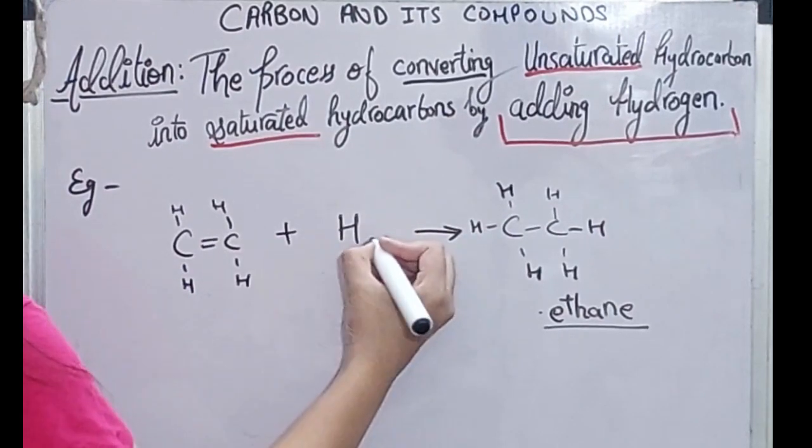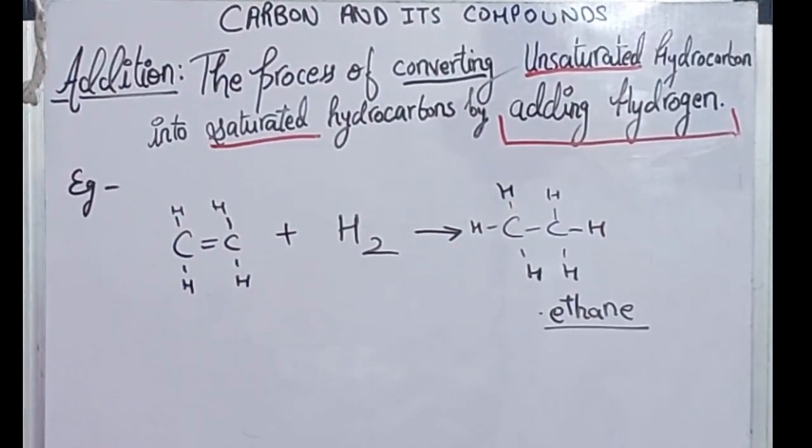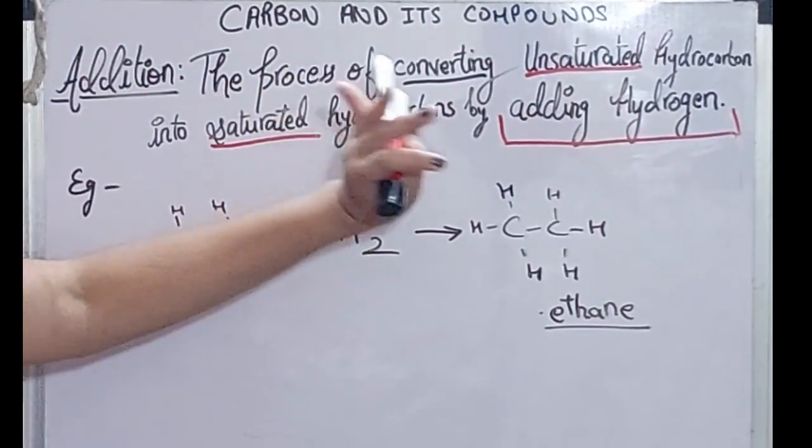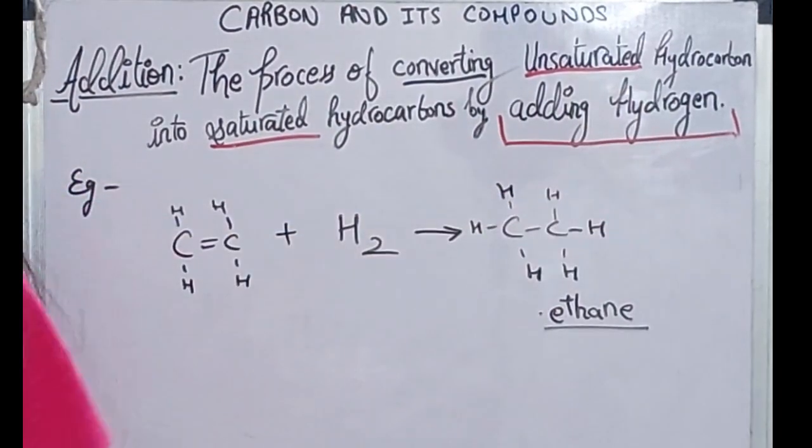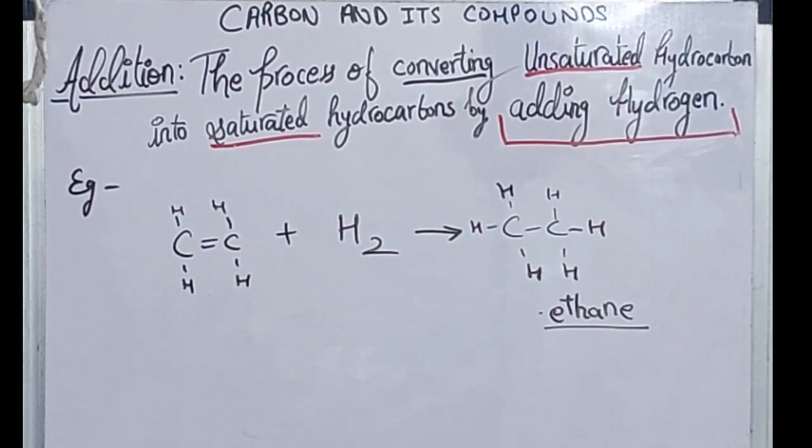So this is the example. Basically you have to remember by heart कि इथीन प्लस हाइड्रोजन करोगे तो इथेन बन जाएगा, प्रोपीन प्लस हाइड्रोजन प्रोपेन, प्रोपाइन प्लस हाइड्रोजन तो पहले ईन में आएगा फिर एन में. That is another case. So addition is nothing but the process of converting unsaturated hydrocarbon into saturated hydrocarbon by adding hydrogen. As simple as it is, and it should be crystal clear to all of you.